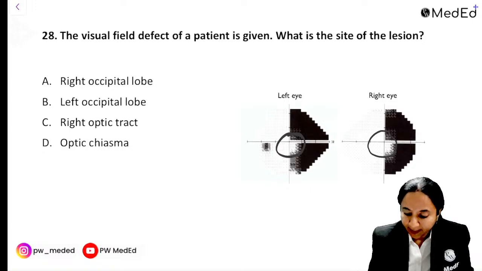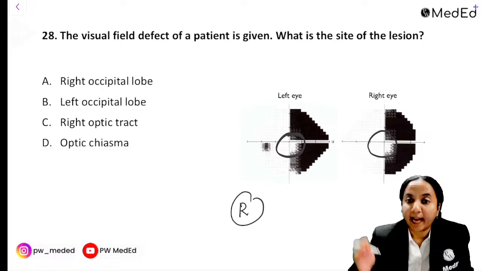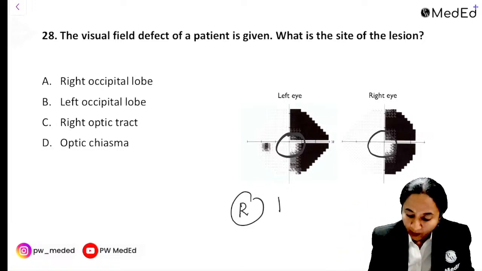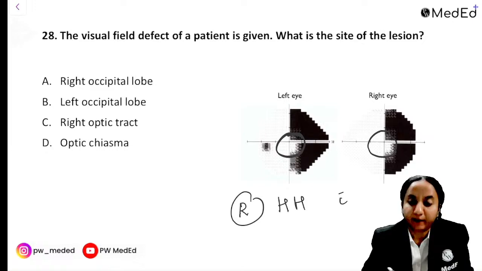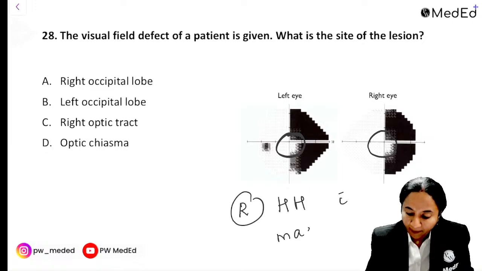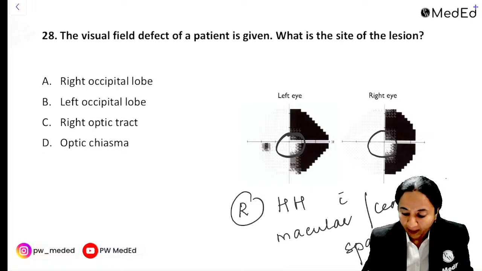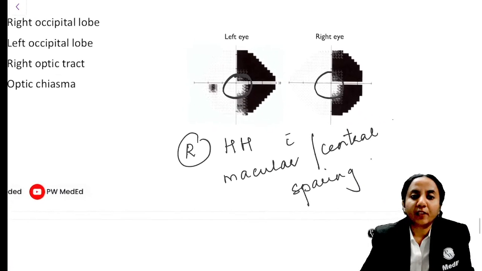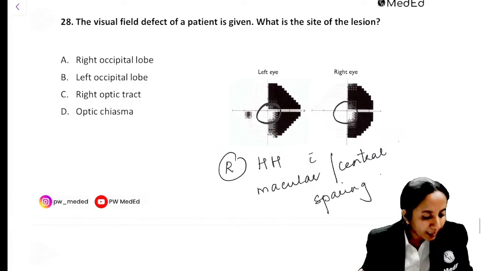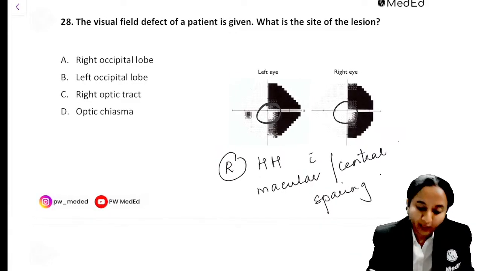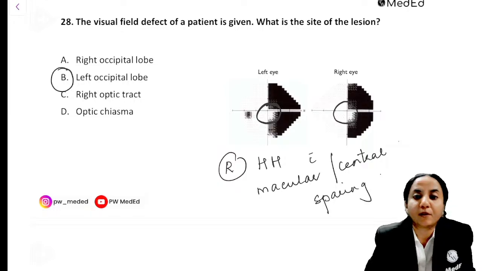Once again, see, it is a right-sided defect. The darkening is on the right-hand side. So it's a right-sided homonymous hemianopia with the central part spared. So it's called homonymous hemianopia with macular or central sparing. If it is a right homonymous hemianopia, the site of the lesion will be the left occipital lobe.